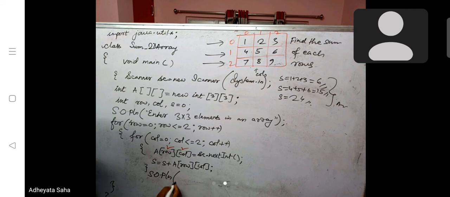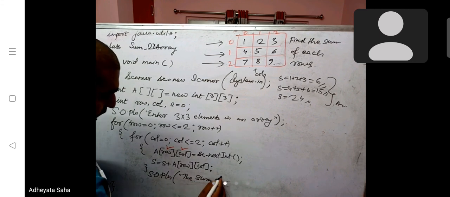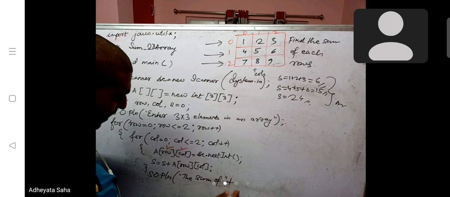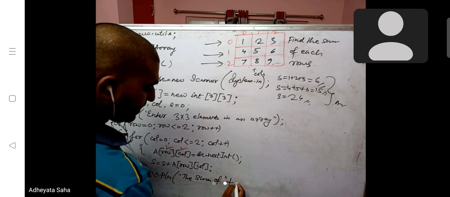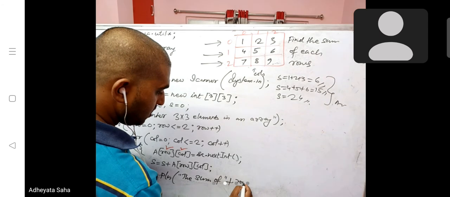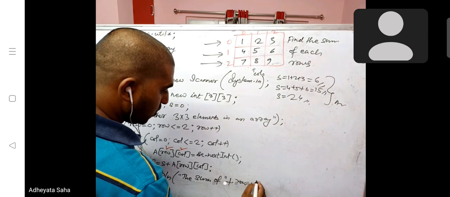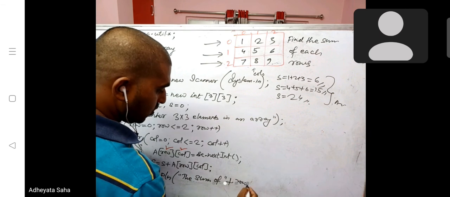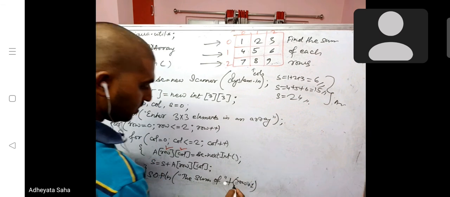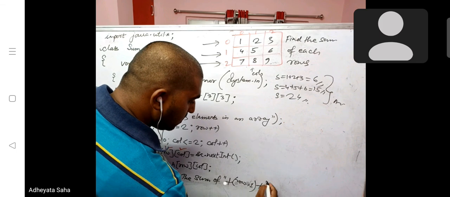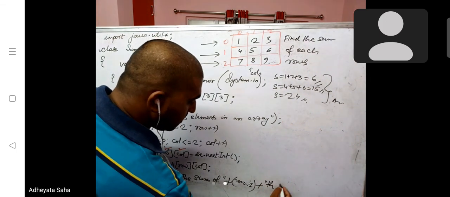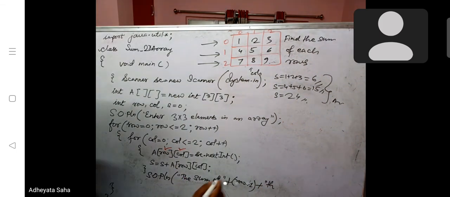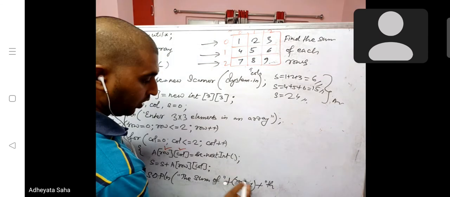System.out.println, the sum of plus row plus 1, ith, the sum of 1th of 0.